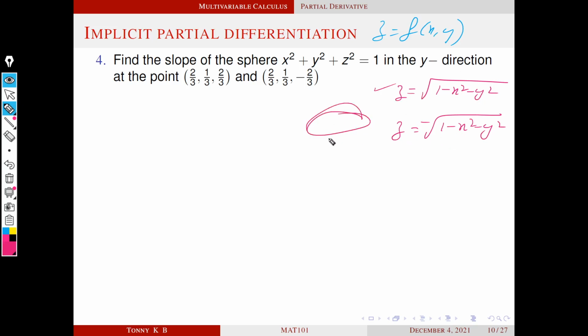And similarly, what about this one? This is our lower hemisphere. And it is clear that here z value is positive, here z value is negative. That means this point belongs to the upper hemisphere and this point belongs to the lower hemisphere.